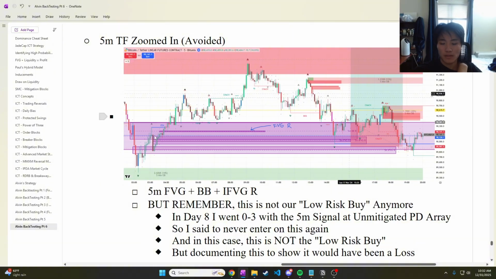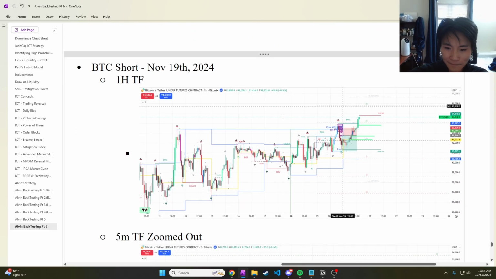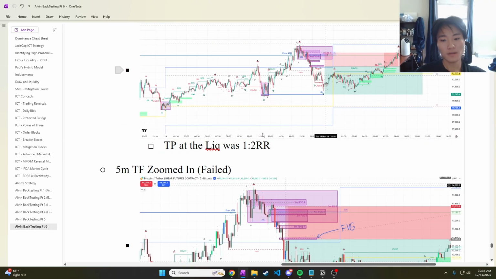Yep, that's right. You could have got faked out right here, to be honest. This would have tapped into FEG, inverse, and the breaker and respected it. Close through short term high, change of character right here. You could have entered, but you would have stopped out because this is not the low risk buy anymore. So we avoided that. All right, what else we got?